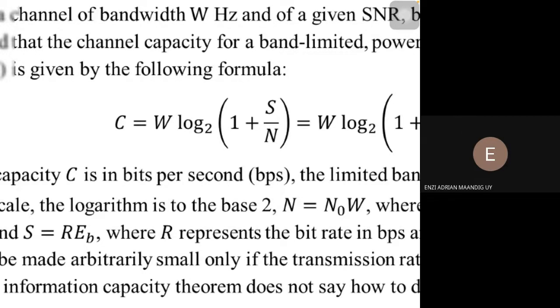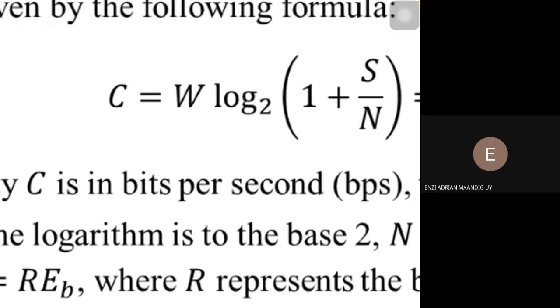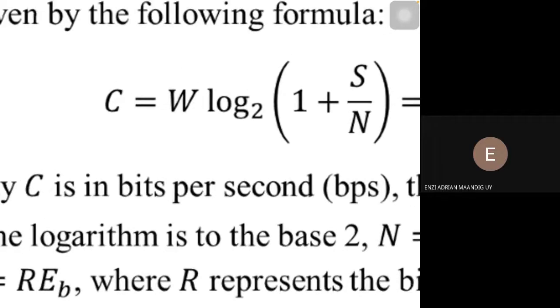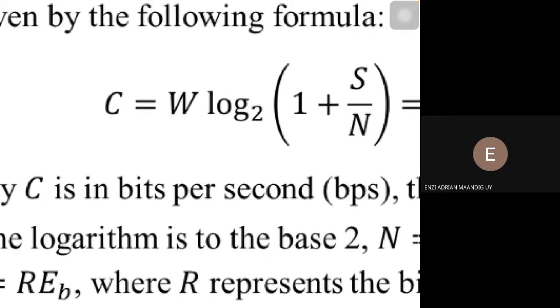and the signal-to-noise ratio of the system. Different systems or different modulation techniques call for different values of signal-to-noise ratio. So that's one of the factors on which channel capacity depends. Not only that, but also the bandwidth. So the higher the bandwidth, of course, the higher the channel capacity.